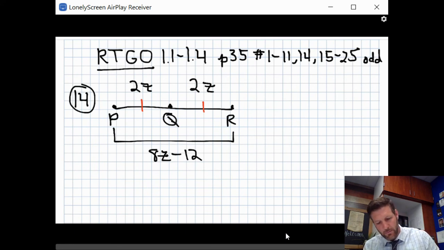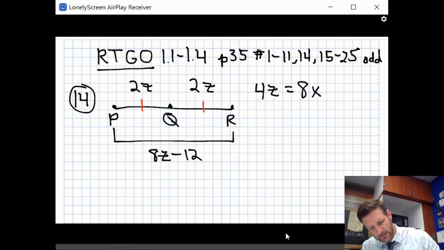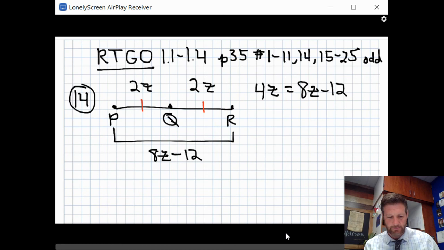So it's not 2z, but 4z is equal to the entire line. So 4z is equal to all of PR, or the 8z, oops, I'm using x again, just a habit, 8z minus 12. So there's our key equation that's going to allow us to solve this. Again, we just had to double PQ because it was half of the entire line. Now we go into algebra mode.